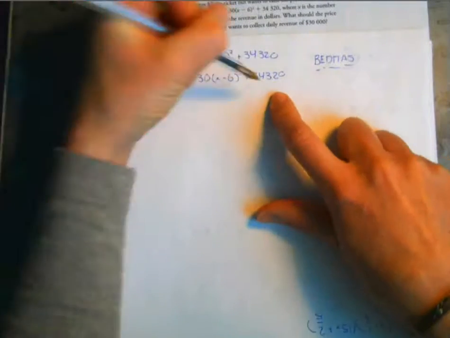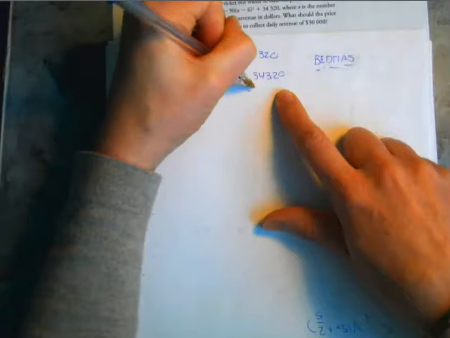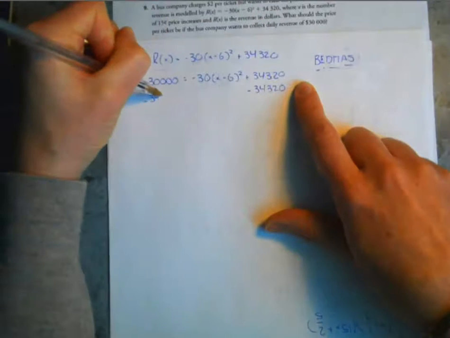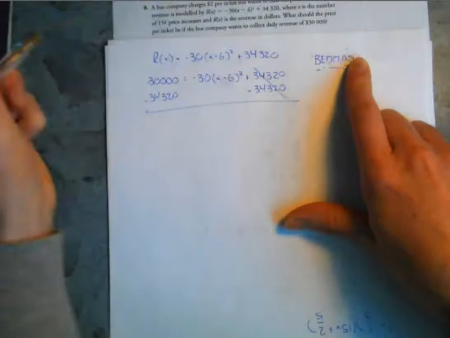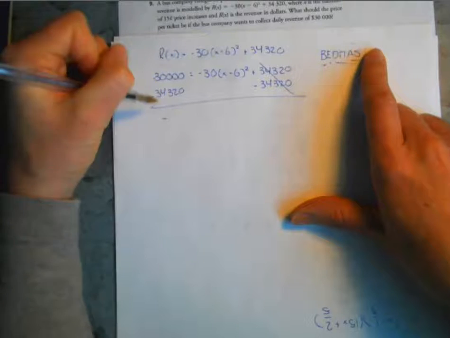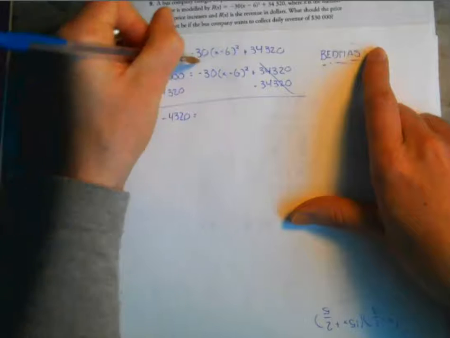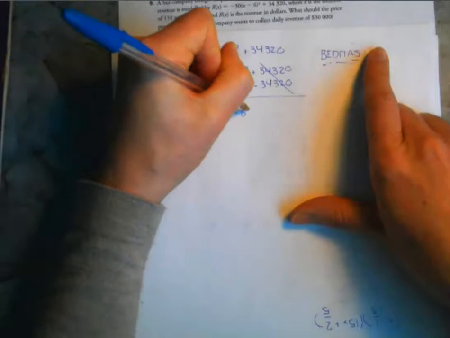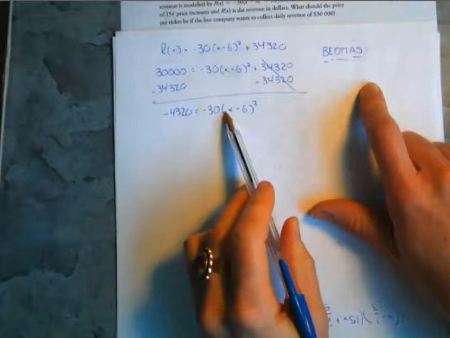So we have plus 34,320, so we want to move it by doing the opposite operation. If it's being added, we want to subtract 34,320, and then we have to do the same thing to the other side. So 34,320 minus 34,320 is 0. 30,000 minus 34,320 is going to give us negative 4,320. And that's going to be equal to, everything else on this side stays the same, negative 30 times x minus 6 squared.